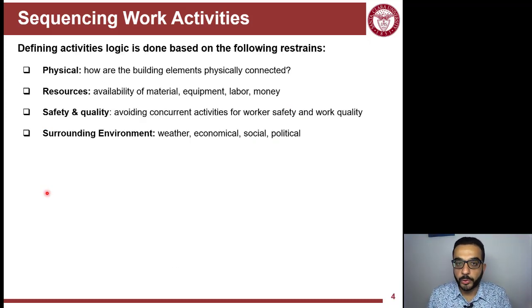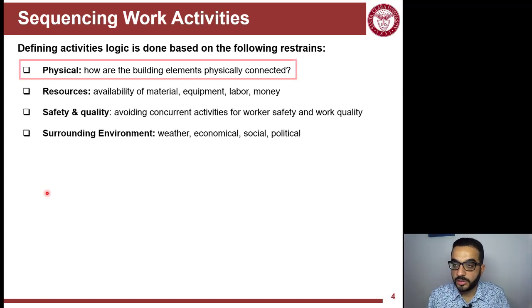Sequencing the work depends on a lot of factors. We cover some of them, some studies, and some people describe it in a different way. But here I'm showing 4 main categories of factors that affect the way of sequencing different construction activities. The first one is physical: how the building elements are related, and even how the work tasks are physically related to each other.